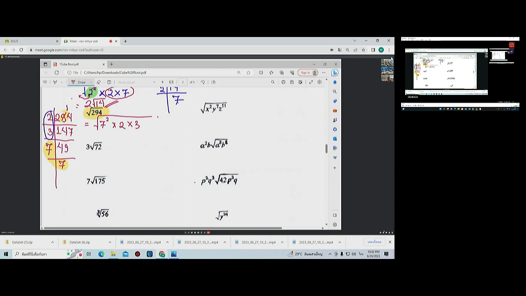Got it? So we can now cancel this square and 7 can move out, isn't it? So we can write 7 outside, and 2 and 3 cannot come out, so we multiply and make 6. Easy? Okay, good.